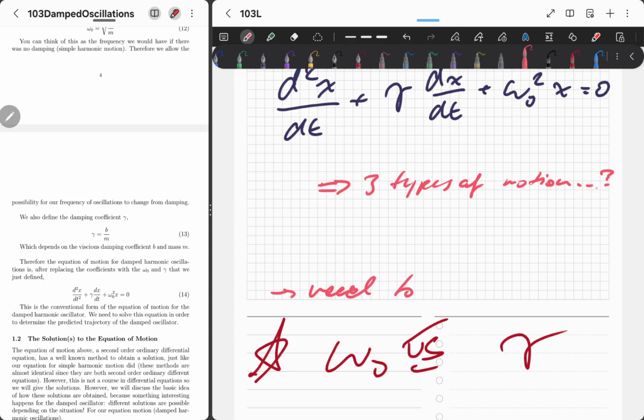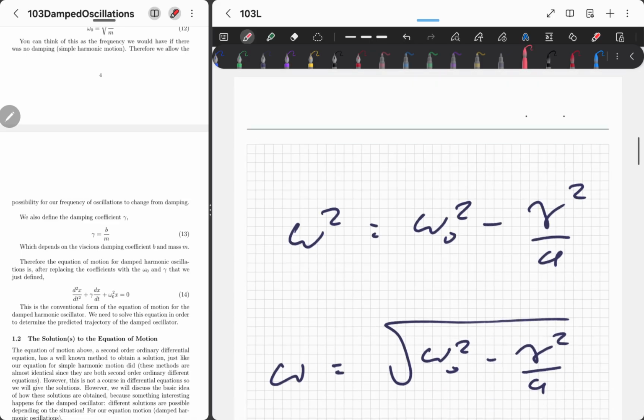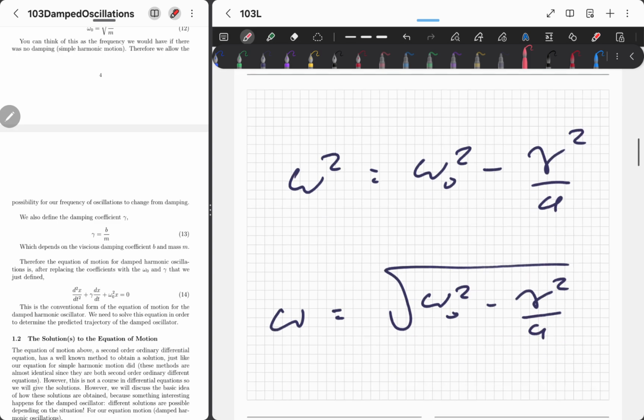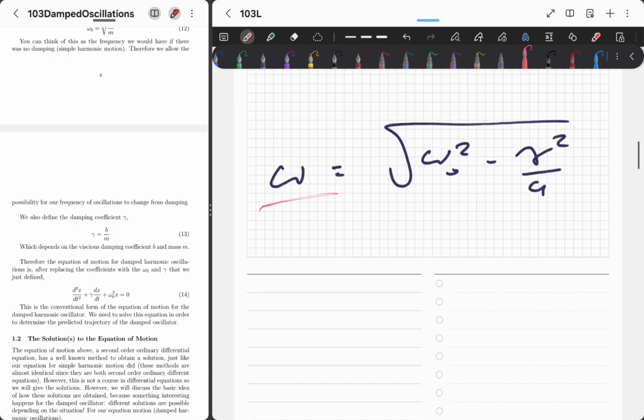Oh, first let's talk about them. Why do we have them? So, what we'll see here in a bit is the angular frequency for the damped oscillator is given by this expression. The damped oscillator has an angular frequency, square root of the natural frequency squared minus the damping constant squared divided by 4. Okay? This is our angular frequency.